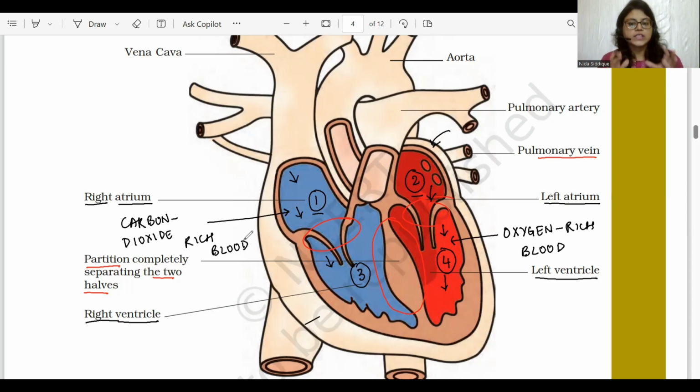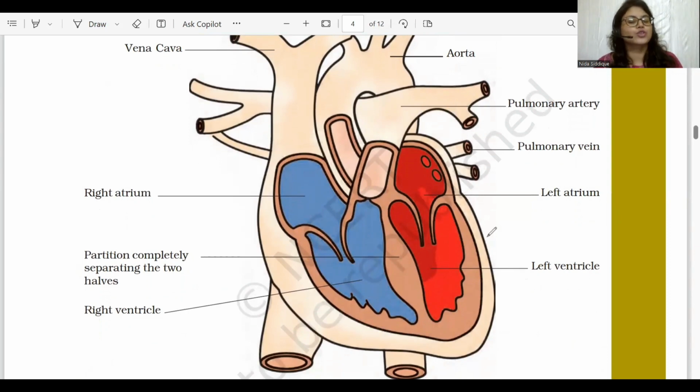Okay, so you can observe over here the oxygen rich blood and the carbon dioxide rich blood are not mixing with each other. They both are separated. Both types of blood are separated with the help of a partition. So let us quickly revise the functioning of our heart.